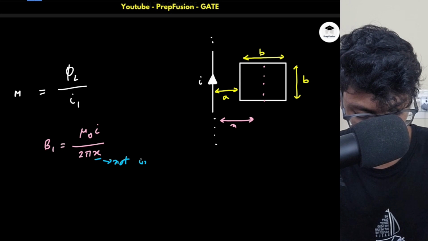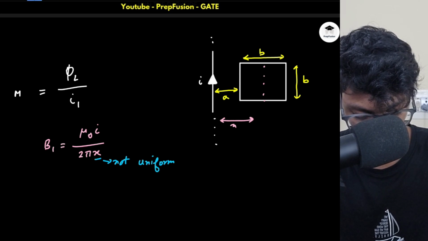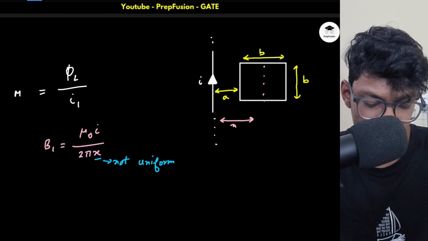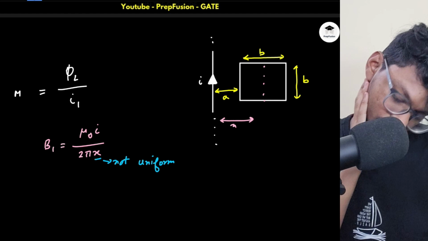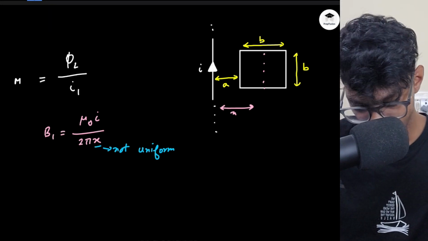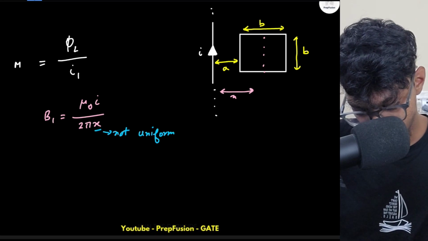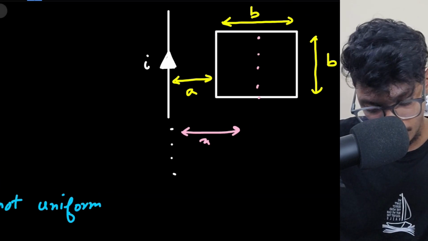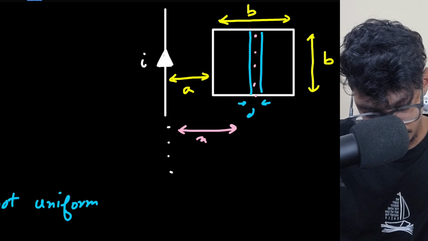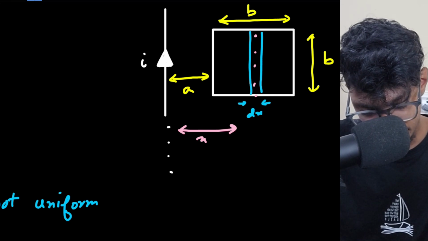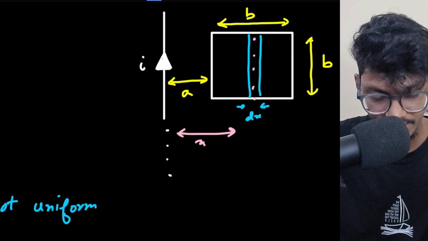So it is not uniform. If it is not uniform, obviously it will keep on varying. So what I can say here is that, as it is a function of x, I can take a small cross section like this of very small length dx, and its length is b, that is fixed. This is a square of side b.